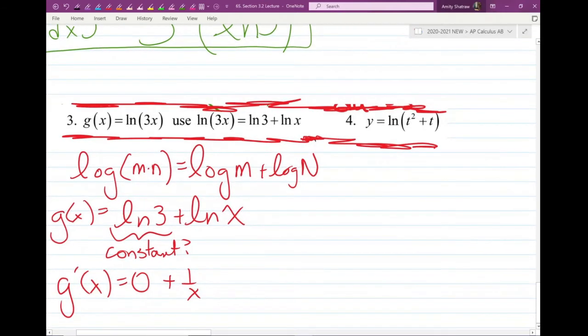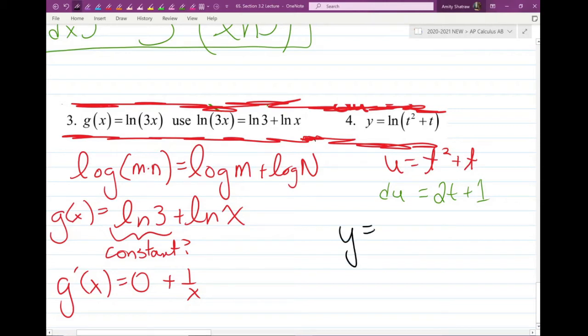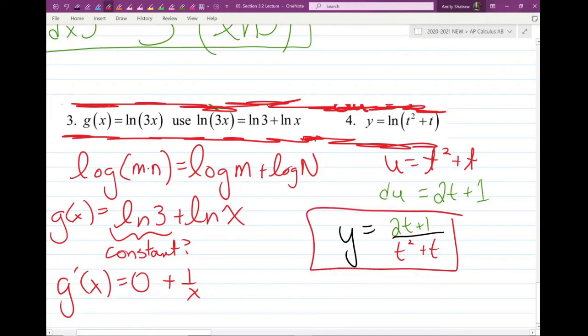Now, what about number 4? Well, number 4, I have u is this t squared plus t. That's my inside function, okay? My outside function was natural log. When I take the derivative of that inside function, I get 2t plus 1. And so I'm going to say then that my derivative is supposed to be du over u. Well, du was 2t plus 1, and u was t squared plus t. Is there anything that simplifies out here? Not that I can see. So I'm going to write that answer down. And did you see how my prime mark, like I told you, sometimes it just randomly disappears. I don't know if you can see when it disappears, but there it was supposed to be there. So y prime is 2t plus 1 over t squared plus t.